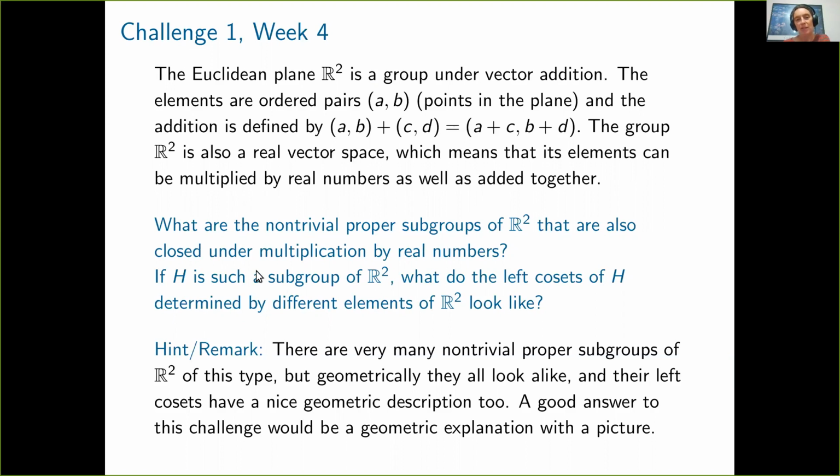And then the second part of it is, for such a subgroup, what do its left cosets look like? The left cosets of that subgroup determined by different elements of R2. So there are many of these non-trivial proper subgroups of this type. They all look alike geometrically. So really your task is to figure out a geometric description of what these subgroups are and what their cosets look like. Okay, thank you very much, everybody.